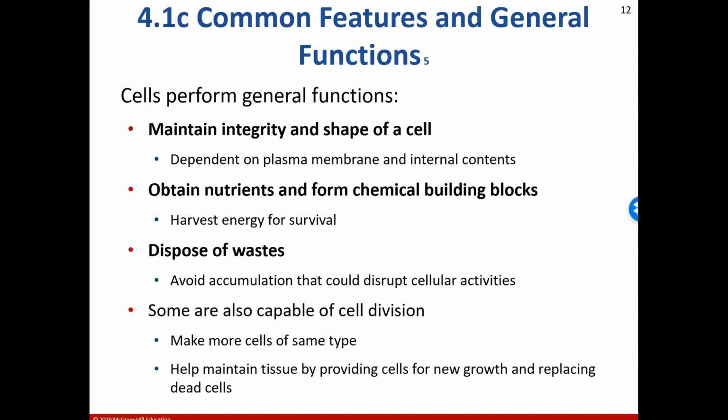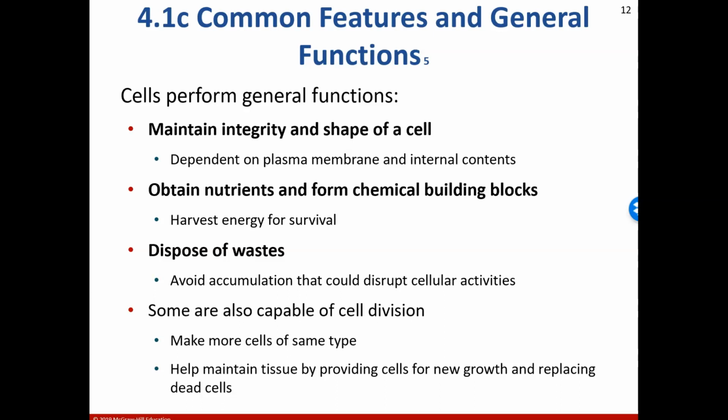What are the general functions of our cell? First, we want to maintain integrity and the shape of a cell. So this is going to be dependent on that plasma membrane and the internal contents. Another general function is to obtain nutrients and form chemical building blocks, and this helps us harvest energy for our survival. We also want to dispose of waste products.